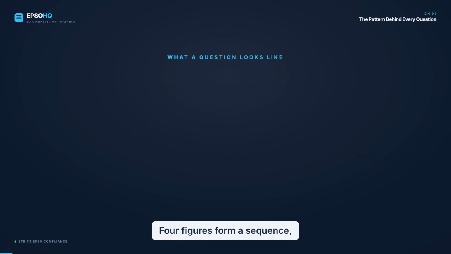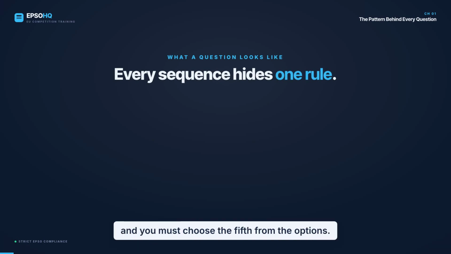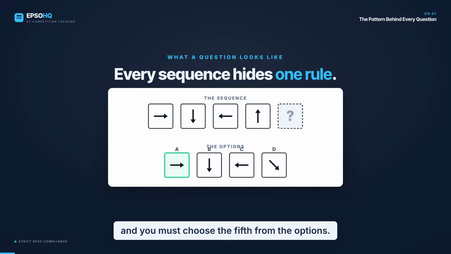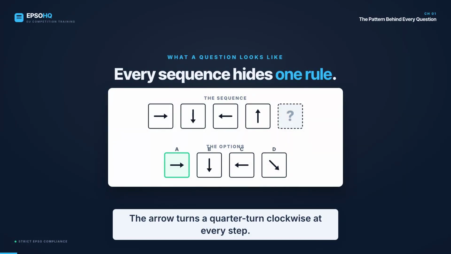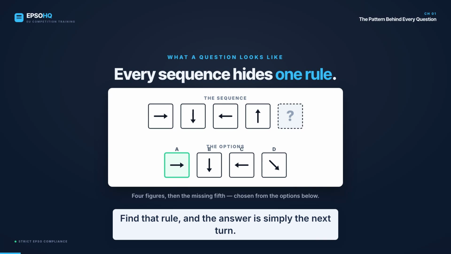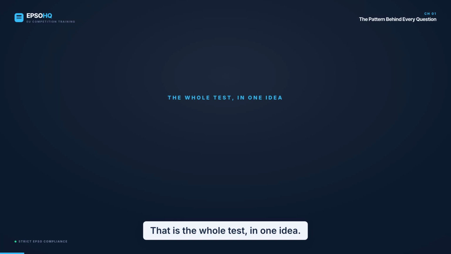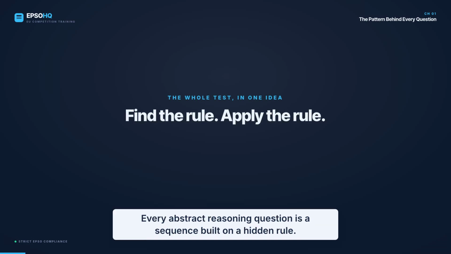Here is a question. 4 figures form a sequence, and you must choose the fifth from the options. It looks abstract, but it is not random. The arrow turns a quarter turn clockwise at every step. Find that rule, and the answer is simply the next turn. Right now, this might take you a minute. Soon, seconds.